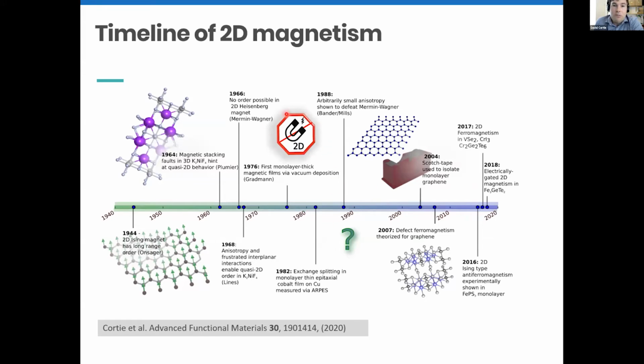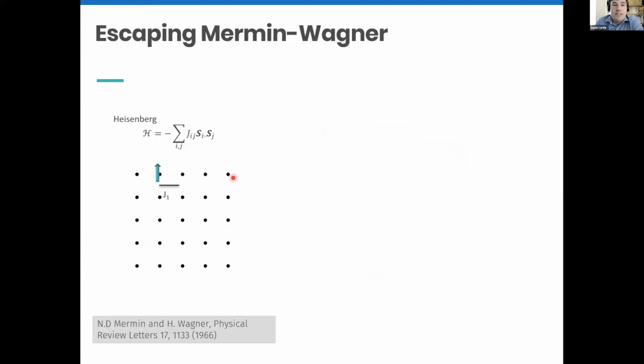But you may still be wondering, well, what is it that allows these two-dimensional magnets to exist? Given that, in 66, Mermin and Wagner said two-dimensional magnets were forbidden, how are these things actually working in practice? And I think to explain this, we should understand the difference between the Heisenberg and the Ising model, right? So in the Heisenberg model, I can picture that I have a lattice, and on each of these lattice sites, I have a magnetic spin.